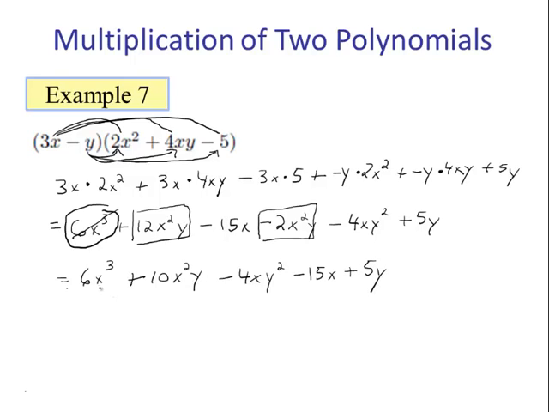So our final answer is a polynomial that has 5 terms. So this is a 2-variable polynomial with 5 terms.